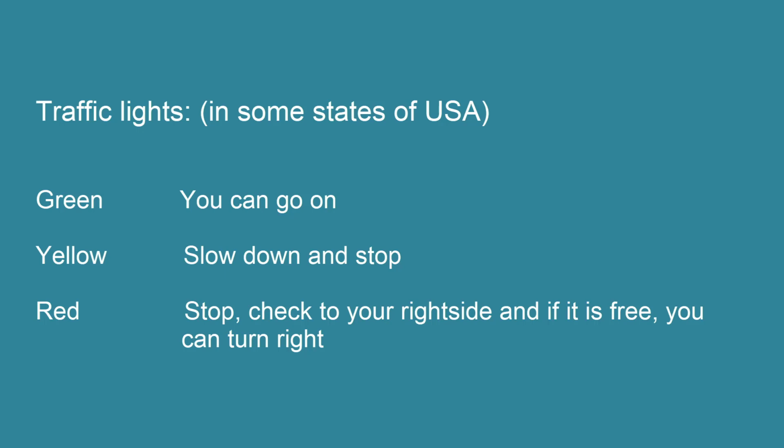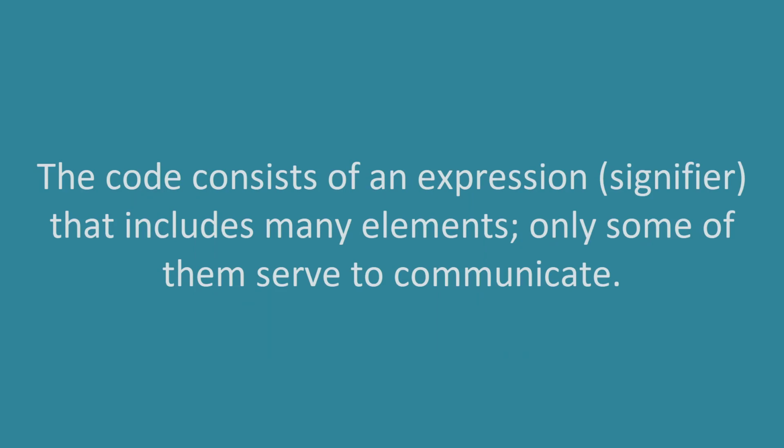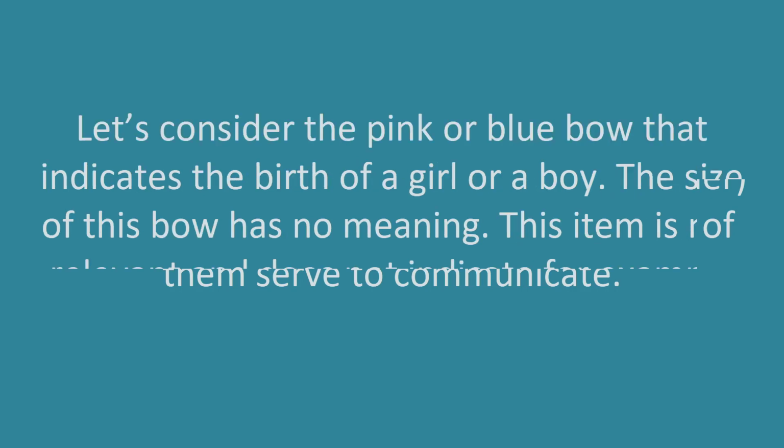The Italian tourist could be initially surprised when, in some states of the USA, he sees that the motorists, in the case in which the color of the traffic light is red, stop at first, then check that the intersection is free, and then proceed turning to the right even in the presence of the policeman. The code consists of an expression, the signifier, that includes many elements. Only some of them serve to communicate.